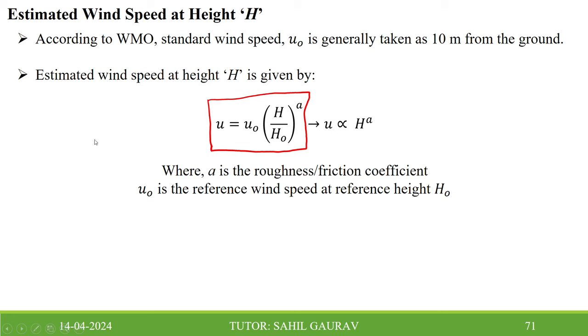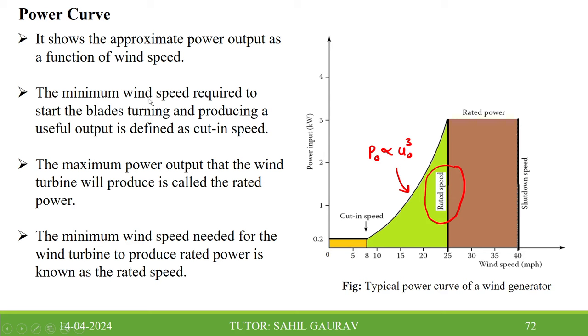Another expression is how to estimate the wind speed at height h, using the equation U is equal to U naught into (H upon H naught) to the power A, where A is the roughness or friction coefficient. Next is the power curve, and this power curve is very important for the wind energy conversion system.